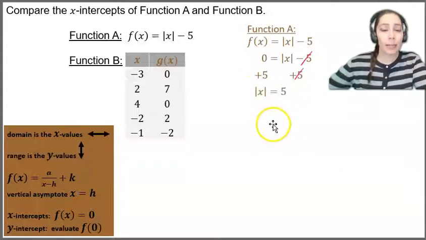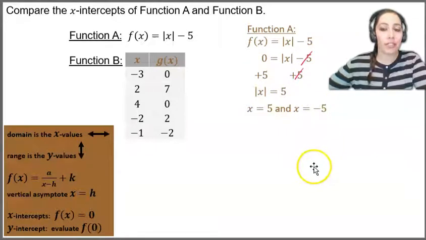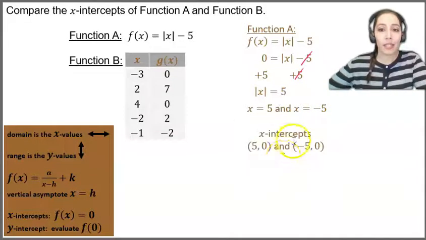Now, when you're doing an absolute value, you're going to have two answers. Drop the absolute value sign, and you'll get x equals 5. Then drop the absolute value sign again, but then put a negative in front of your answer on the right. So we'll have x equals 5 and x equals negative 5. And then we can write those x-intercepts as coordinates, 5, 0 and negative 5, 0.